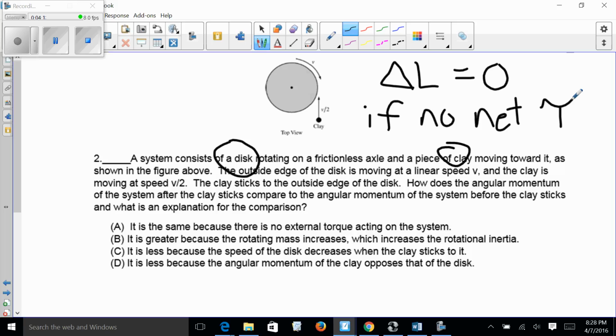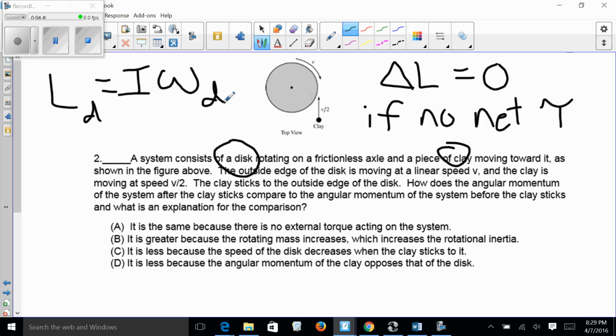So we could write this out. The clay, even though it's moving linearly, still has angular momentum with respect to the system. When it hits this, we could think about what would happen. The disk is rotating in the clockwise direction, so it has angular momentum in the clockwise direction. Remember how we would say that? The angular momentum of the disk would be equal to the rotational inertia of the disk times its angular velocity.